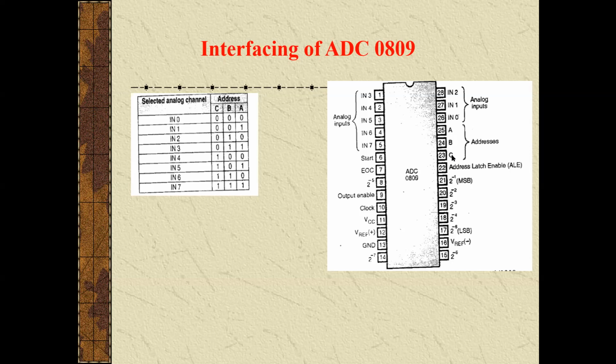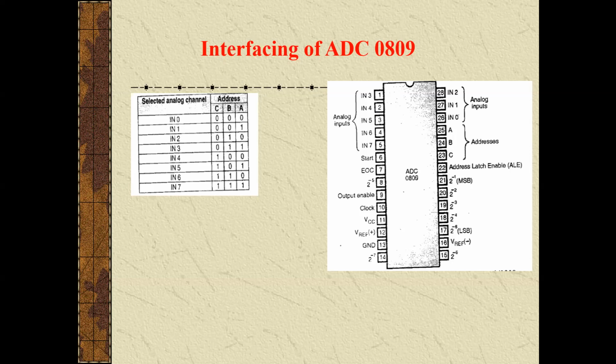See, A, B, C. This table shows the analog channels from IN0 to IN7. IN3 to IN7 are allocated at pin numbers 1 to 5, and IN0, IN1, IN2 are allocated at pin numbers 26 to 28 of the IC. The rest of the pins are A, B, C. Those are the address pins. These pins will be used to select the particular input channel.